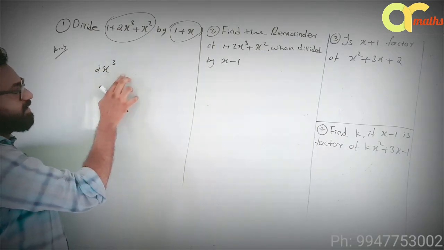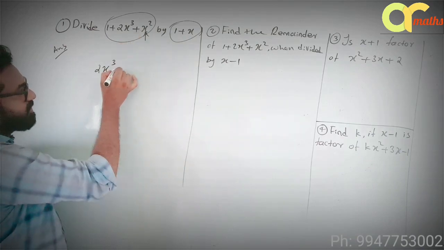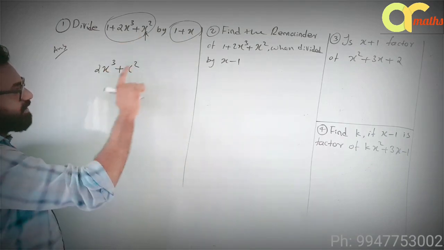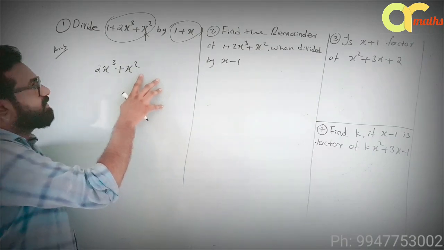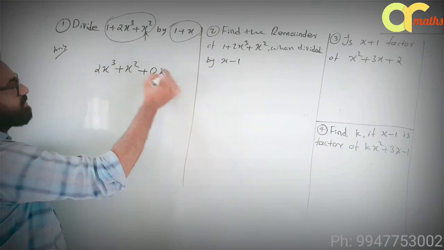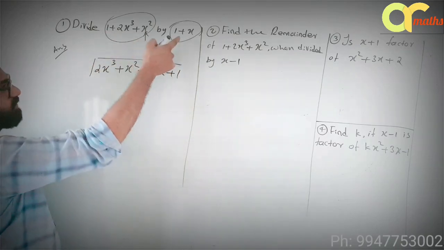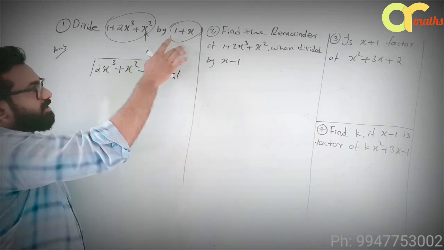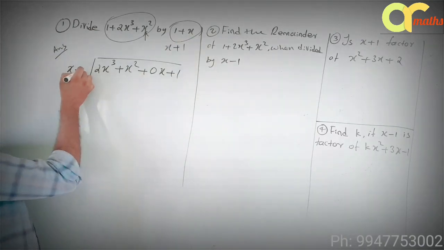What should be the next term? x square. Is there any x square term? Yes, positive x square. After x square, what should be the next term? That is x. Is there any x? No. So 0x. Then the constant. What is the constant? Positive 1. Which is divided by 1 plus x. Write 1 plus x in a standard form. So here x plus 1.